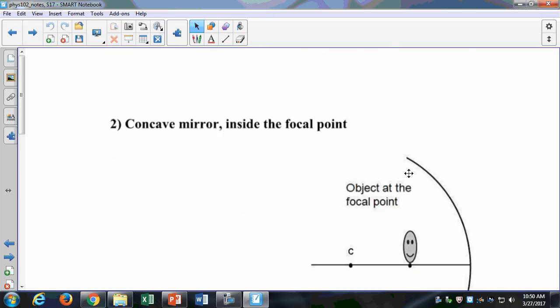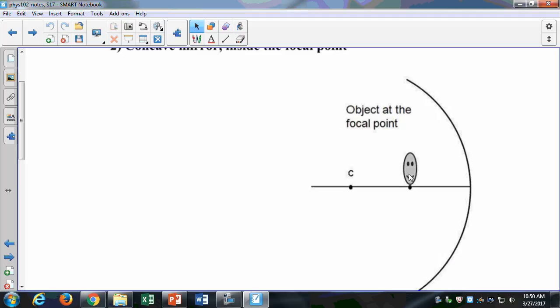Let's look at the other scenarios. You can have one that's inside the focal point. This one's a little trickier. And as I said last time, the way you'll see this in the exam is I'll give you a figure with a bunch of rays drawn on it, and I'll ask you to pick out the correctly or the incorrectly drawn rays. I'll show you a similar question later.